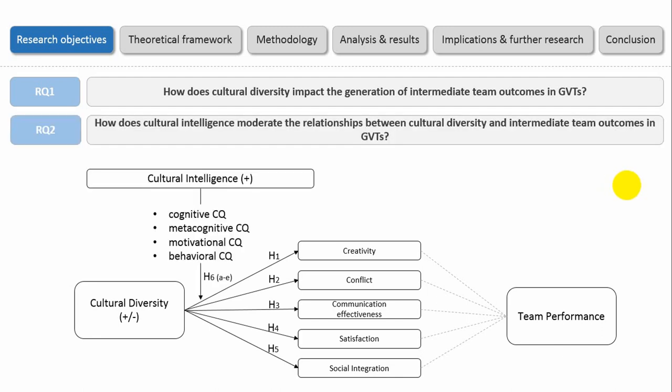Our second objective of this research was to then test the moderating effect of cultural intelligence on the relationships between cultural diversity and intermediate team outcomes in global virtual teams. So our aim here is really to determine whether having a certain level of cultural intelligence in global virtual teams could help minimize the negative impacts of cultural diversity.